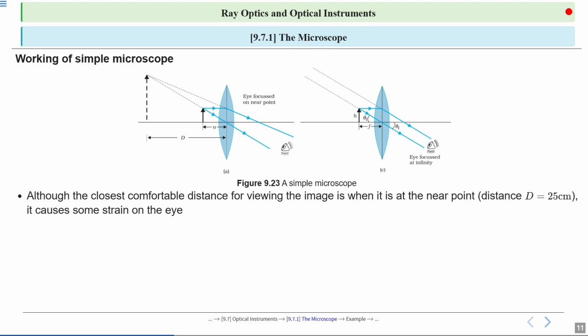Now let's talk about viewing comfort. Although the closest comfortable distance for viewing an image is at the near point, which is 25 centimeters, this can strain the eye. This is an important consideration when using microscopes, as long time use can lead to eye fatigue. Okay, so the eye can be strained.